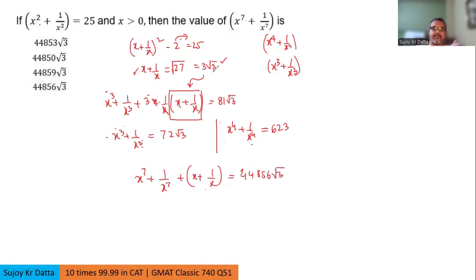And we know x plus 1 over x is 3 root 3. So if I get rid of this, then here also we'll remove a 3, so you get 44853 root 3. So that is the first option. The reason why we split it as 4 and cube is because it's easy to get to both. If I suddenly try to do x to the power 5 plus 1 by x to the power 5, it won't be that easy. So that's the reason why we split it this way. Let's move on to the next one.